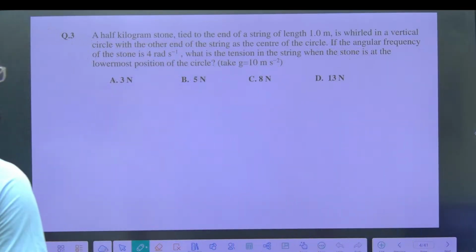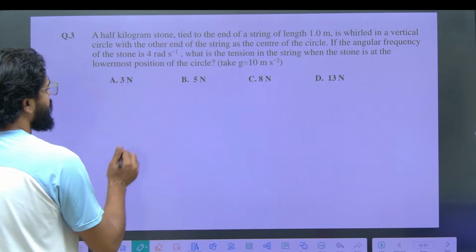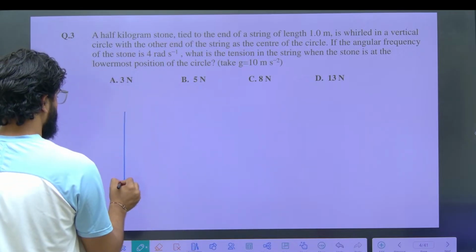Question number 3. A half kg stone is tied to a string of length 1 meter and whirled in a vertical circle with the other end of the string at the center of the circle. The angular frequency is 4 radian per second. What is the tension in the string when the stone is at the lowest position? It's a very easy question, right?